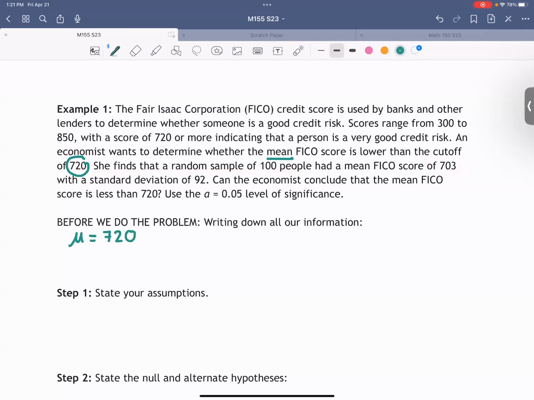All right, going on, we have a random sample of 100 people. Well, that sounds like a sample size to me. And it says these 100 people have a mean score of 703. As Angie said, that's got to be the sample mean. All right, x bar is 703 with a standard deviation of 92. Well, sample or population standard deviation?